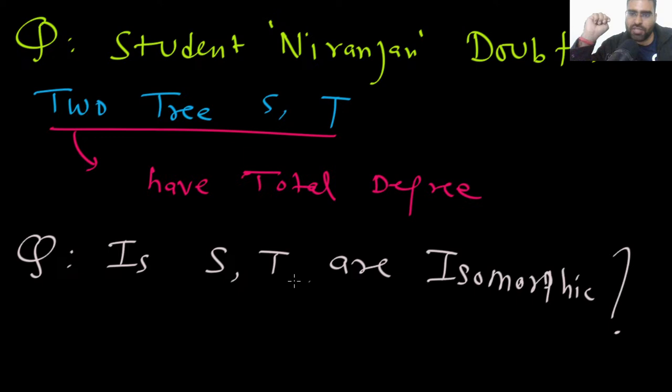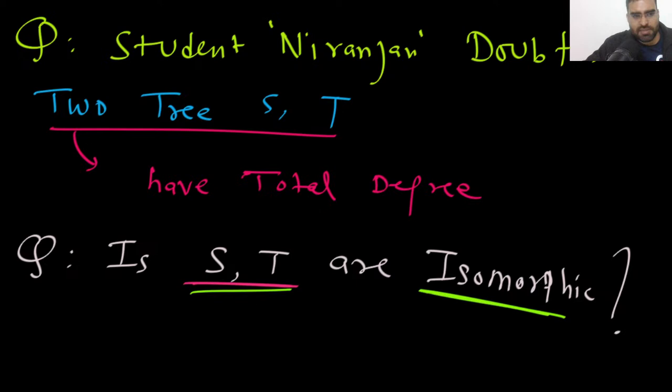This is a brilliant question. Niranjan is asking it, so I want to take it because it is really a very, very good question. So are they isomorphic? Can I say, if they have the same total degree, then they are isomorphic? The answer will be no.